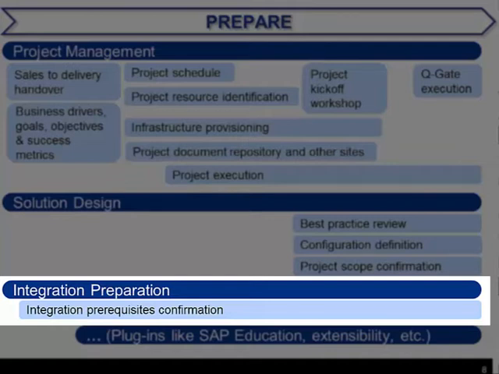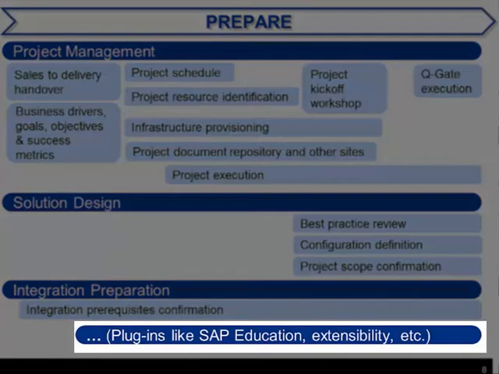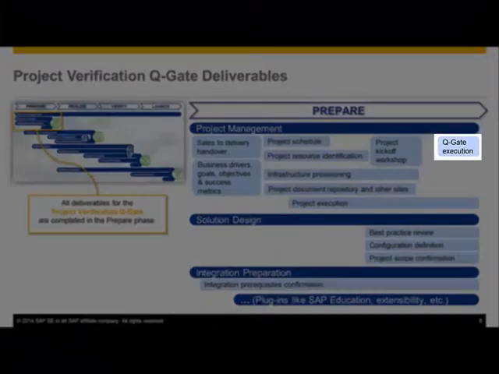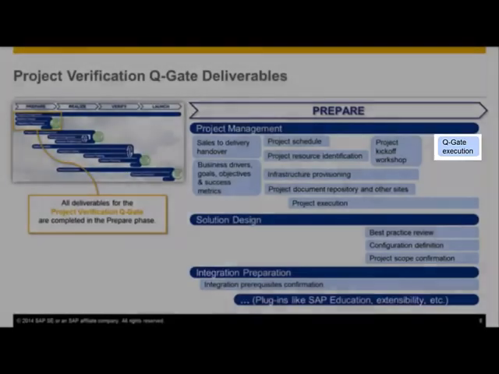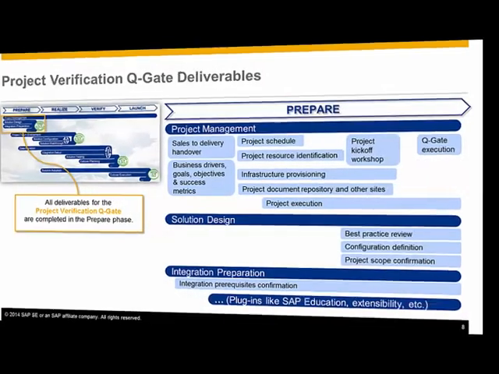Where relevant, the data replication requirements are reviewed and any necessary mapping is completed. Examples of plugins for the project verification Q gate are additional trainings through SAP Education, or when the SAP Cloud for Customer solution is extended using the Software Development Kit. The project verification Q gate confirms that all stakeholders agree to the implementation scope before proceeding with the project.